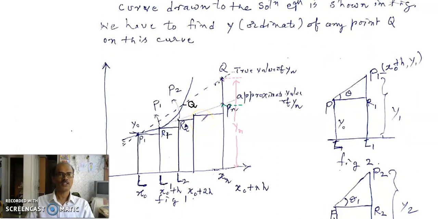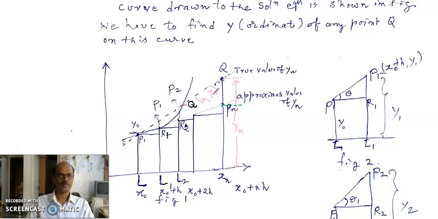The aim of Euler's method is to find the ordinate of any point on this curve. On this curve, suppose here is a point Q. Q is any point on this curve. I require to know what is the ordinate of this point. Ordinate means y value. So this is x and this is the y value. What is the y value? We require to find.